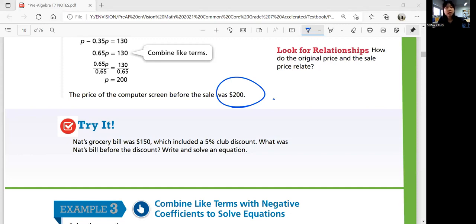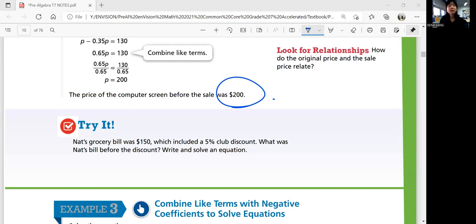Okay. Now, are you ready? Nat's grocery bill was under $50, which included a 5% club discount. What was Nat's bill before the discount? Write and solve an equation. So it's very, very similar to example 2, right? It is basically example 2.